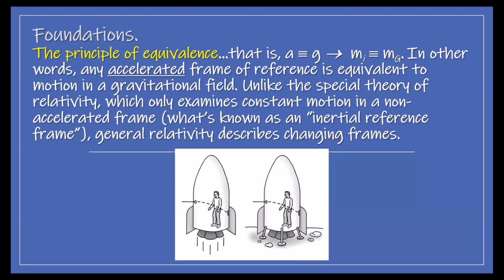Okay, so the first one's the principle of equivalence. And the principle of equivalence basically says that acceleration is exactly the same as gravity. There is no difference between the two. And because of that, that implies that an inertial mass, a mass related to F equals ma, is exactly the same as a gravitational mass.